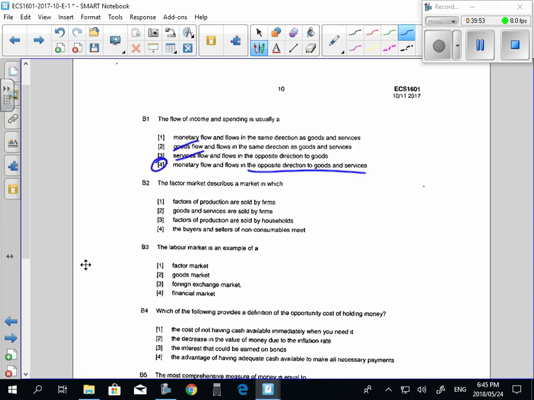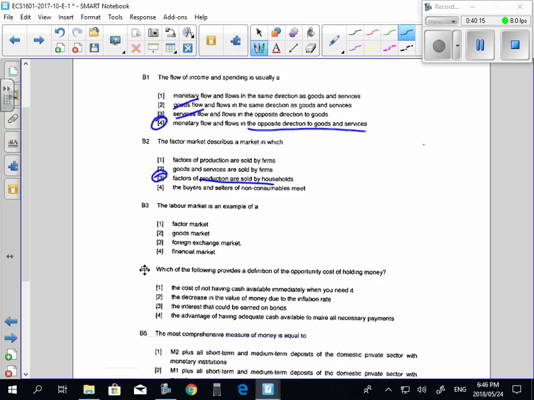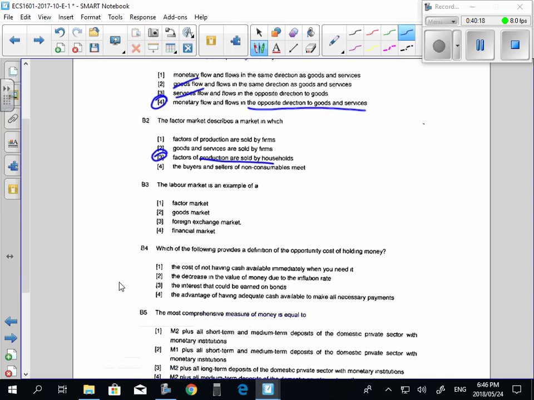Number 2, the factor market describes a market in which... now obviously because we're talking about the factor market, it is where the factors of production are bought and sold. But who purchases them and who sells them? You need to remember that households sell their factors of production on the factor market to firms. Firms are buyers on the factor market. The labor market is an example of a factor market. Remember your 5 factors of production: land, labor, capital, entrepreneurship, and technology. Okay.